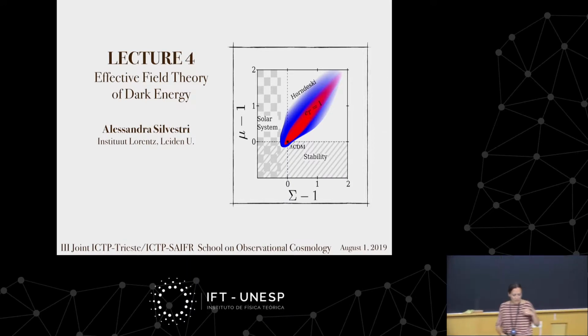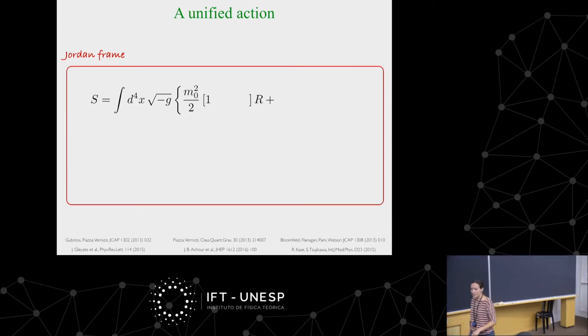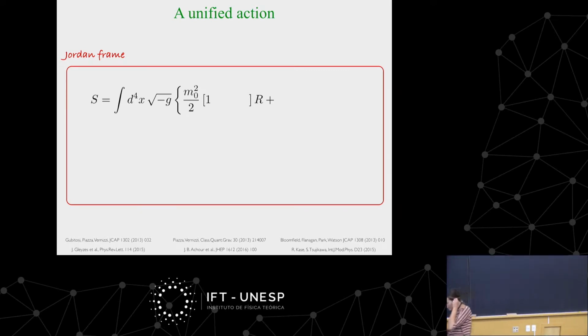So I want to talk more about EFT of dark energy, and I'm going to just jump to it because I've said already a few things about it yesterday at the colloquium. So let's look at it as a way of orderly building up extension away from the Einstein-Hilbert action. So I start with the Einstein-Hilbert action.